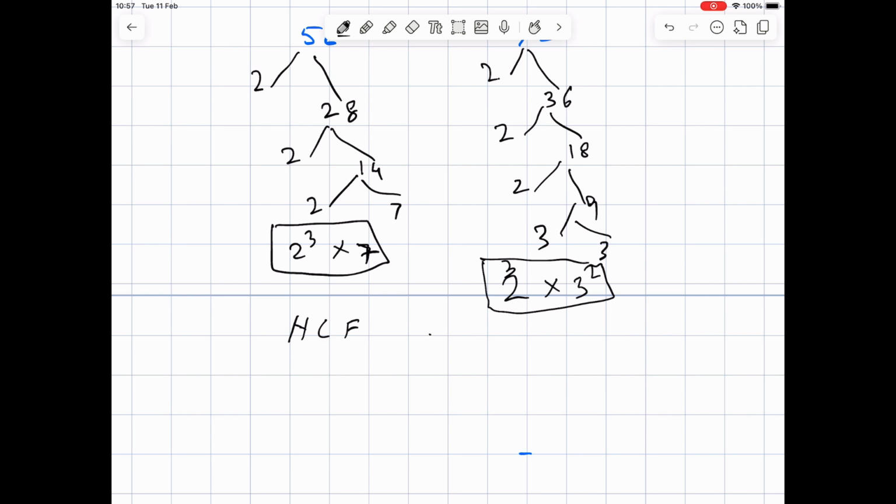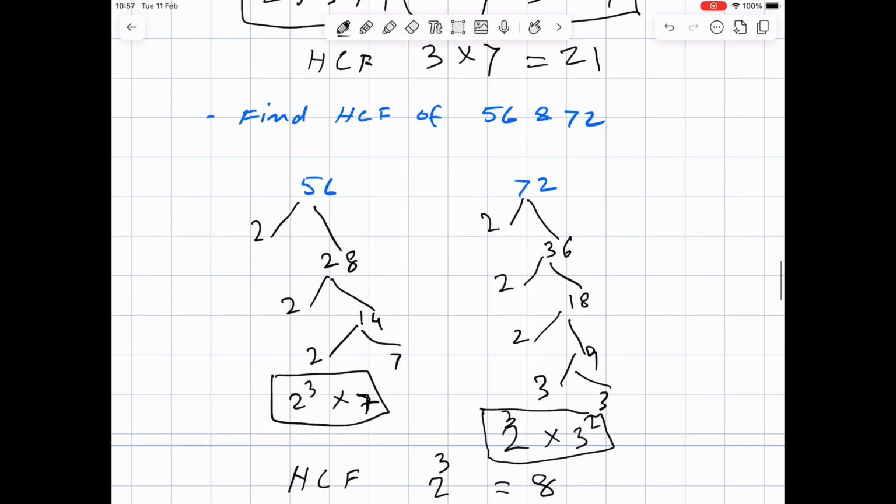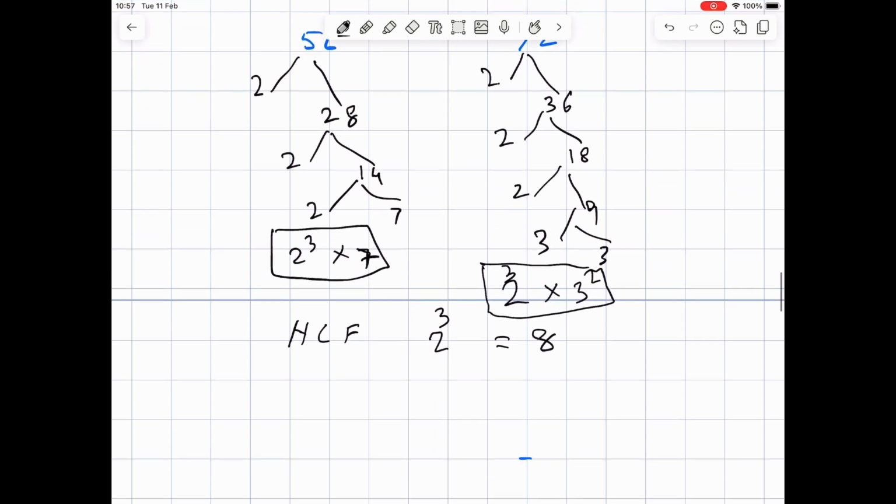So 2 to the power 3 is in both of them, so we'll take that 2 to the power 3. And the 7 is not in the second set, and 3 is not in the first set, so we won't take it. So the HCF will be 2 cube, which is 8. So HCF of 56 and 72 is 8.